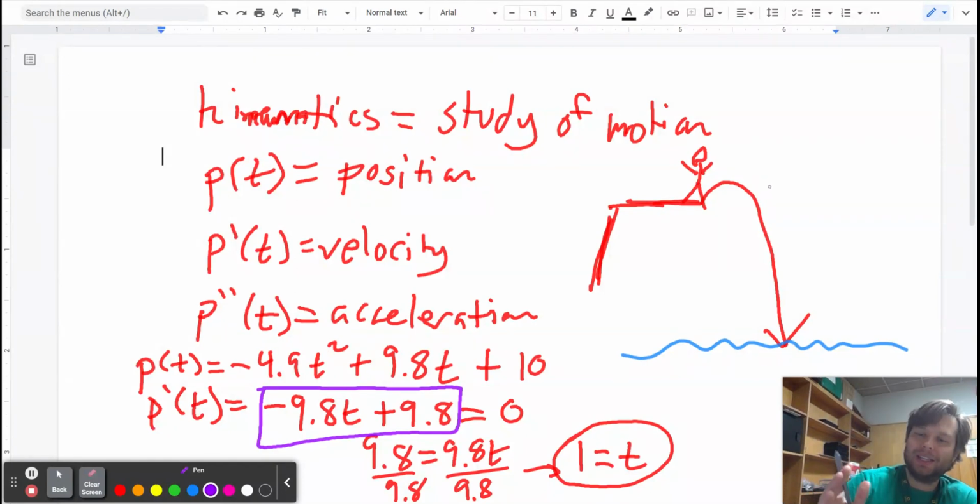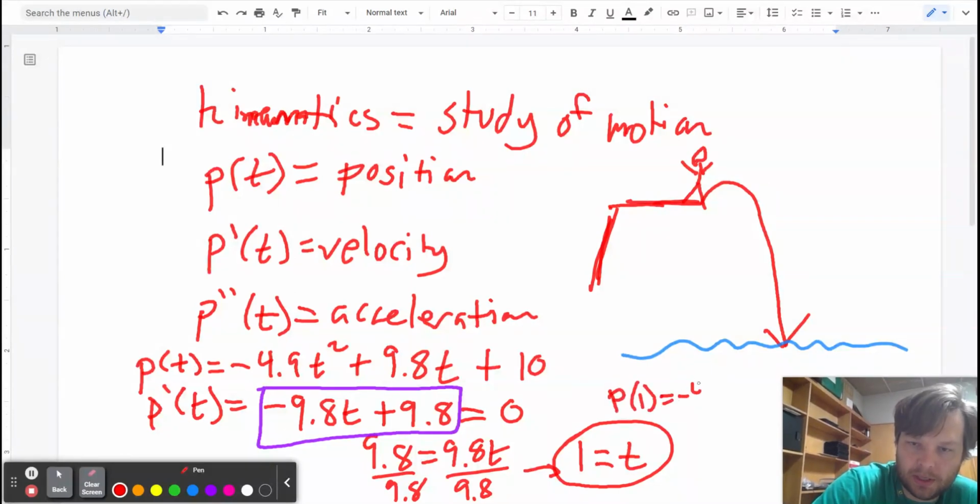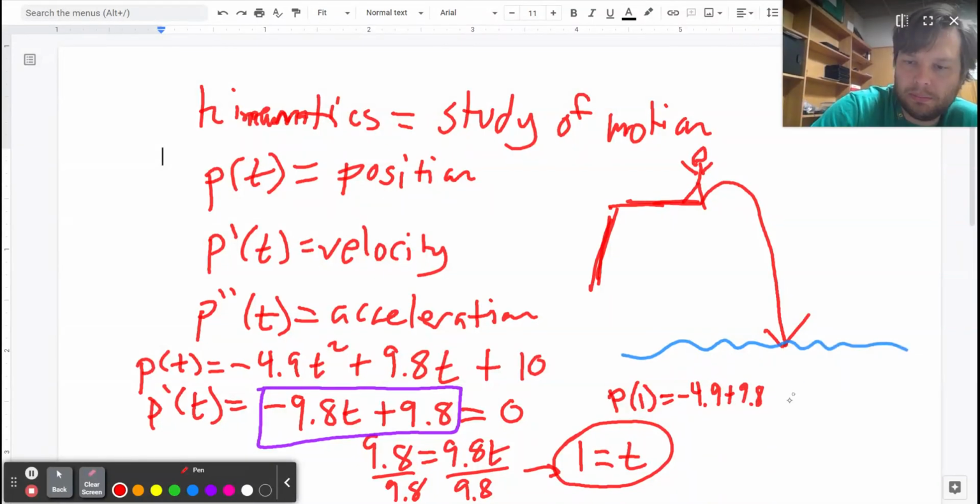So what does that mean? At exactly 1 second, the person is still. They're not moving up, they're not moving down. They're momentarily still at the top of their jump. If I plug in 1 second to the position equation, that will then tell me the highest point on their jump. P of 1 would just be negative 4.9 plus 9.8 plus 10, which ends up being 14.9.